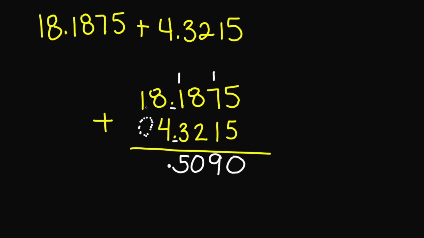Then you have 8 plus 4, that's 12. Write my 2. Carry the 1, and then you have 1 plus 1 is 2. 2 plus 0 is still going to be 2. So your final answer is 22.590. Let's try 8.5 plus 7.55 plus 14. Let's try this one here.